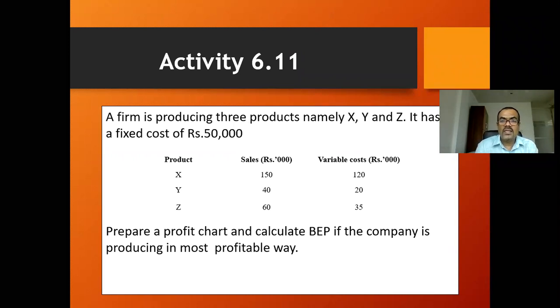So what is the big deal in this CVP? You may laugh at yourself: oh, how easy it is. Why should we worry unnecessarily about using this formula and that formula? Why don't we read the information, grasp what is asked, and draw a graph? Very easy, right? Then you draw your chart. What is the chart? When there is no production, your loss is 50,000.